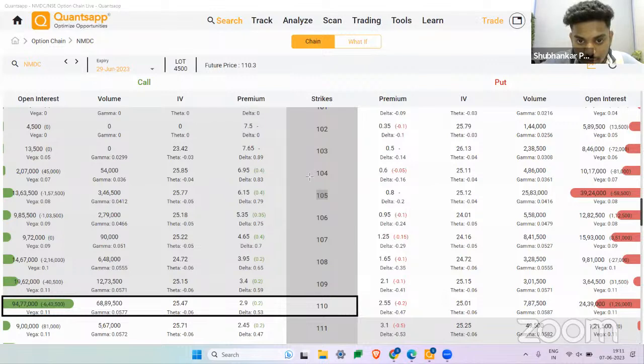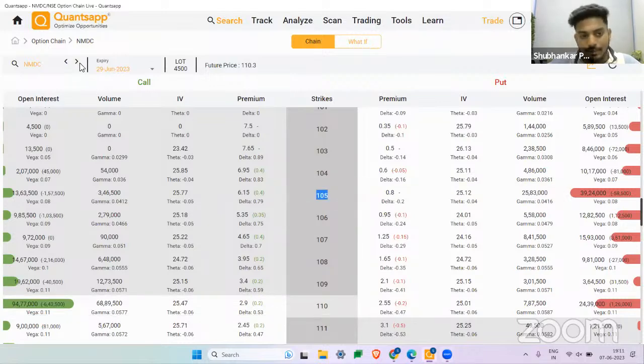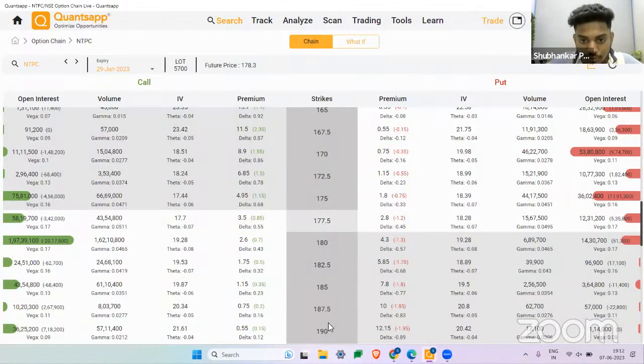So let me just see. Yeah, this is where my support is. So easily looking at this data, we can identify the support and the resistance level for all the F&O instruments. So let's do this exercise till we get a bit used to it.